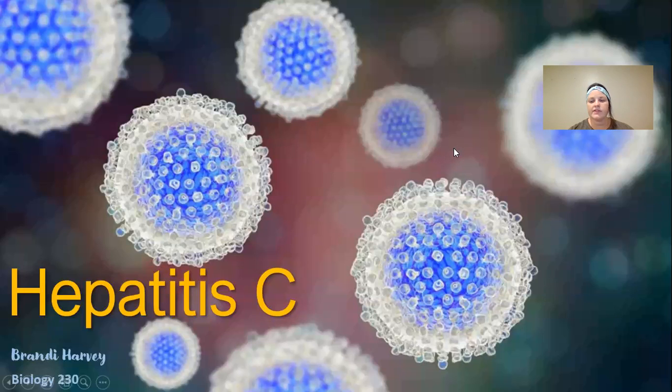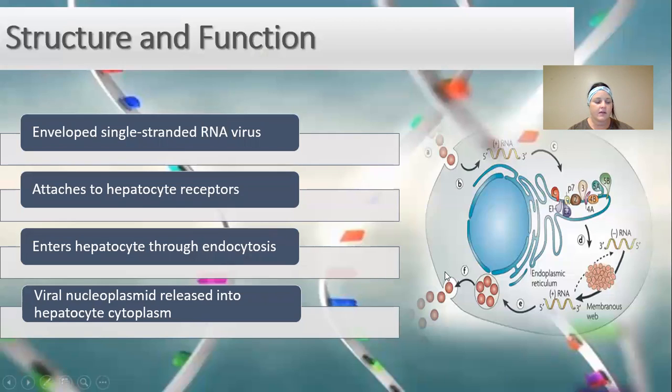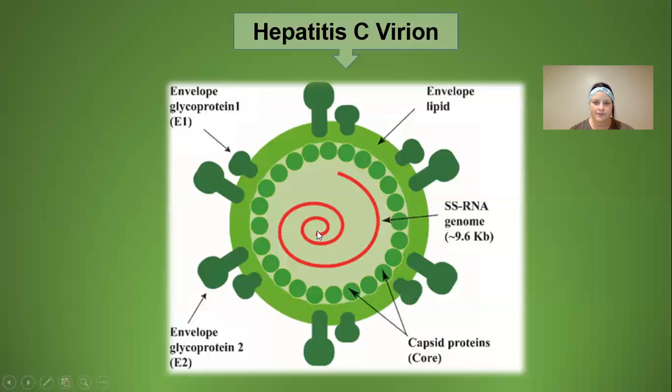Okay, guys, my presentation is on hepatitis C. Hepatitis C is a single-stranded RNA virus that affects the hepatocytes in the liver. It is in the hepacovirus genus of the Flaviviridae family. It's made up of a lipid membrane envelope with glycoproteins E1 and E2 embedded in the envelope. You see there's E1, E2.